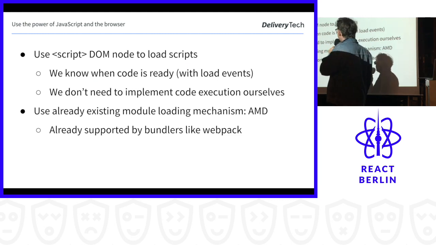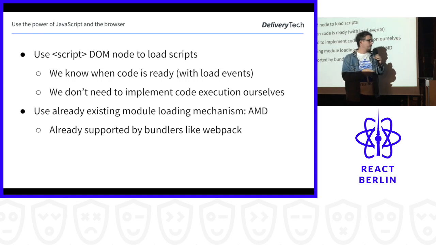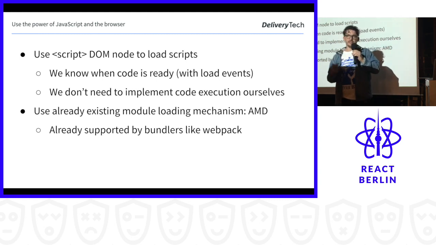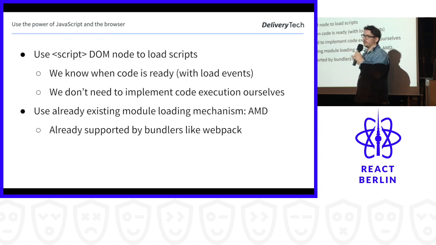So, detailed implementation. We didn't want to reinvent the wheel again and again, so we wanted to use something that's already existing. The browser already gives us the script tag, which you can just add to the DOM, add the source to it, and then add loading events to it. So we can, for example, know when the code is loaded or when loading failed. And also, we don't need to re-implement the execution of it, so we don't need to use something like eval. We just put it in the DOM, the stuff loads, and the browser executes it.